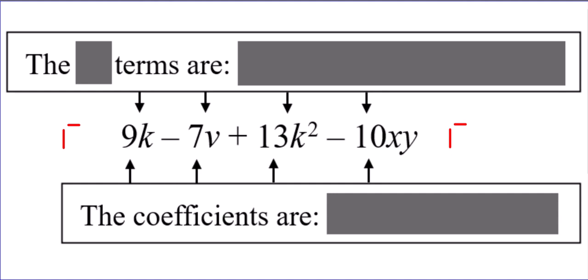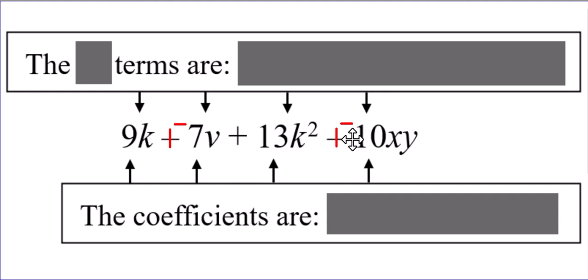Okay. Can you do the next one on your own? Don't forget to make subtraction become adding the opposite. And there's also subtraction here. Make it become adding the opposite there before you can figure out who the terms are. Hit pause real quick and do this on your own.